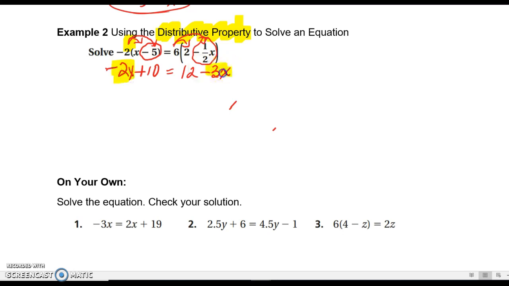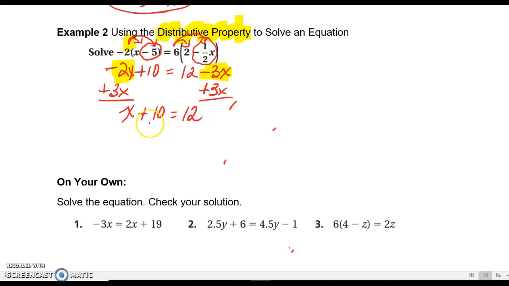So we have a variable term on the left and a variable term on the right. Using an inverse operation, I'm going to choose to add 3x to both sides. Okay, there was a little bit of strategy involved there because I'm noticing that 3 is bigger than 2. So if I add, I'll get a positive x over here, which is always nice to work with positives.